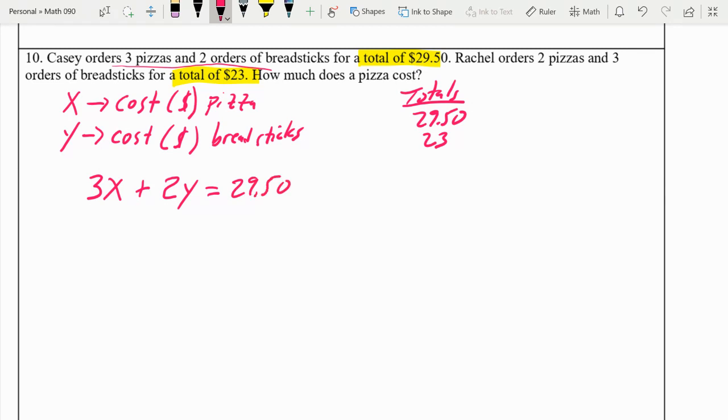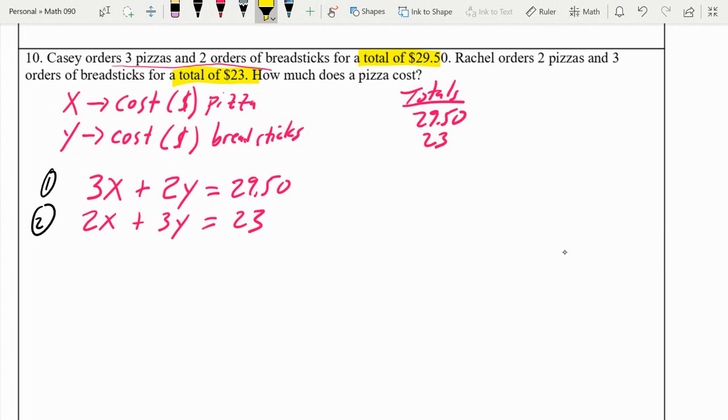And Rachel ordered 2 pizzas and 3 orders of breadsticks. Now here's the thing I wanted to show you. I'll let you solve.